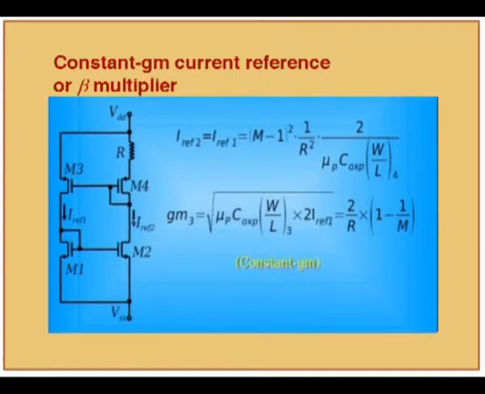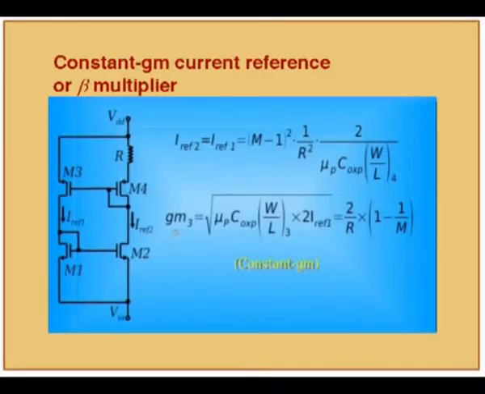You know what GM is, right? Delta ID by delta VGS, or derivative of ID with respect to VGS when VDS is constant. That's very important, because ID also changes with VDS. Fine. So now we obtain the value of GM. By the way, all these transistors are in the saturation region. So now GM3 will be this.